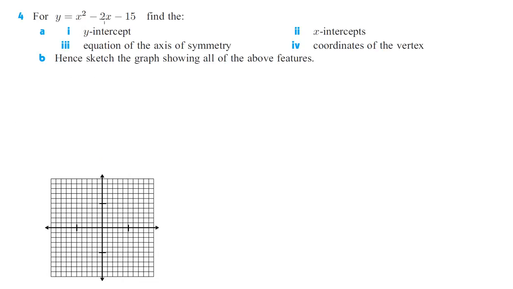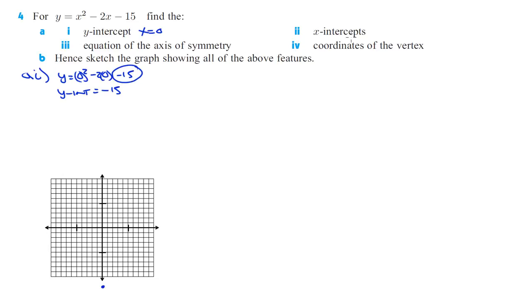For y equals x squared minus 2x minus 15, find the y-intercept. So part 1, the y-intercept is when x equals 0, right? So we get y equals 0 squared minus 2 times 0 minus 15. So the y-intercept is just -15. Okay, on the graph here, we're going to have to just pretend, and it's going to be way down there at the bottom. Don't have quite enough room here.